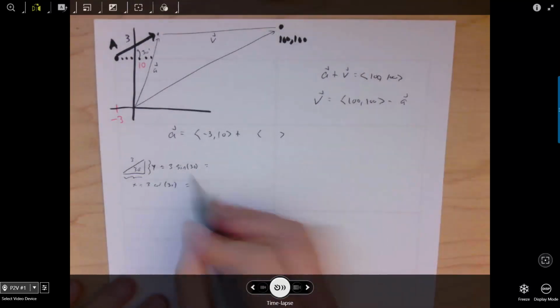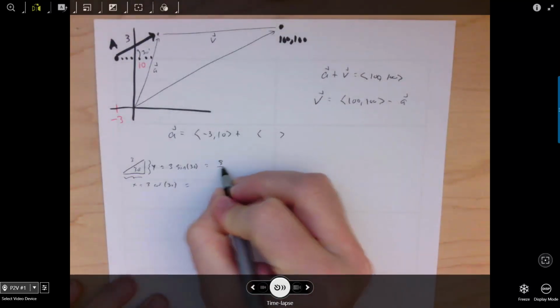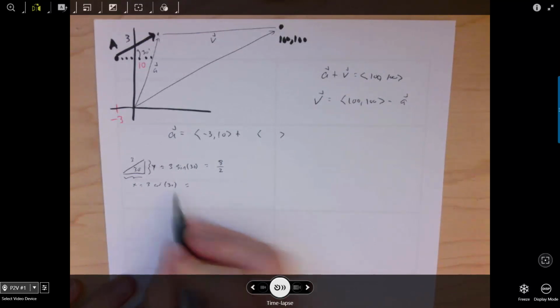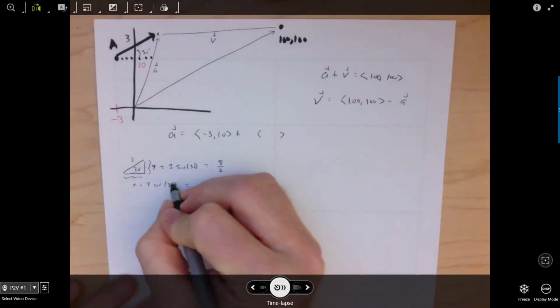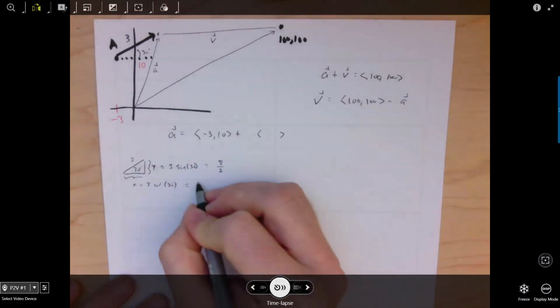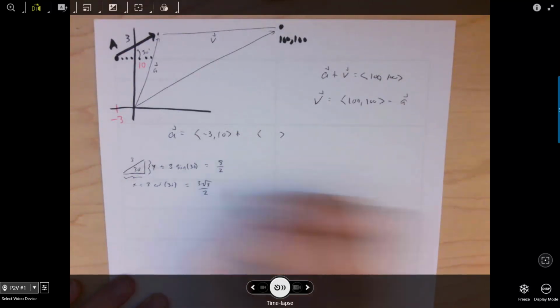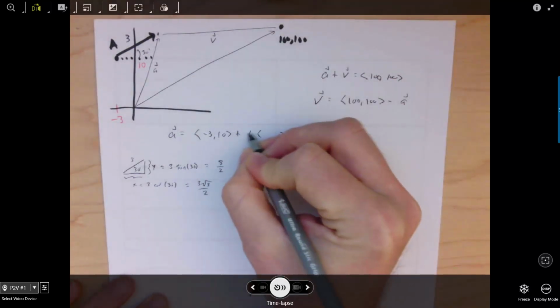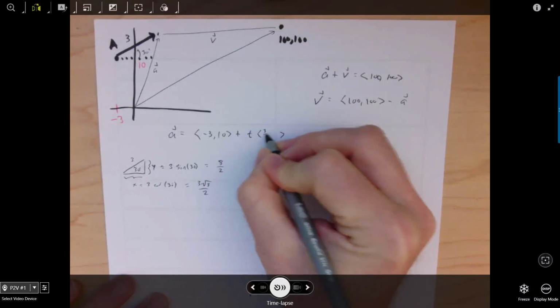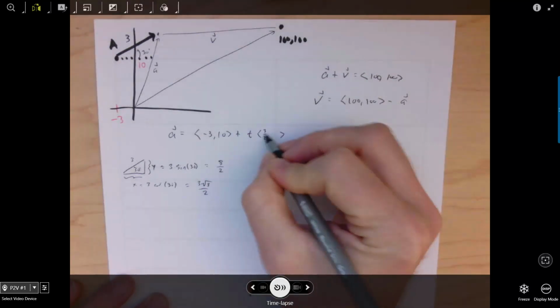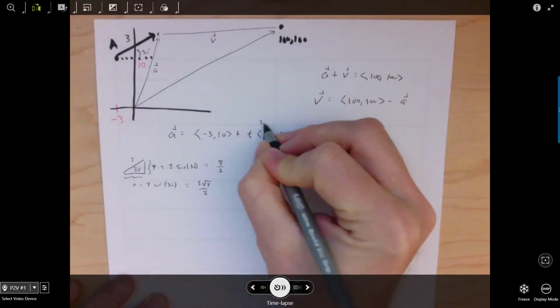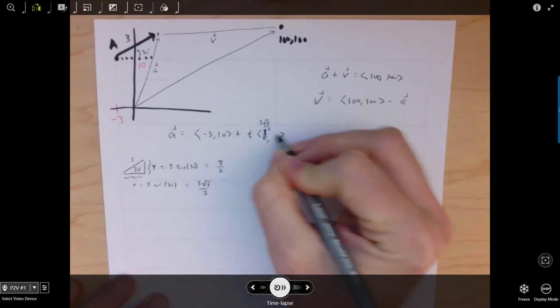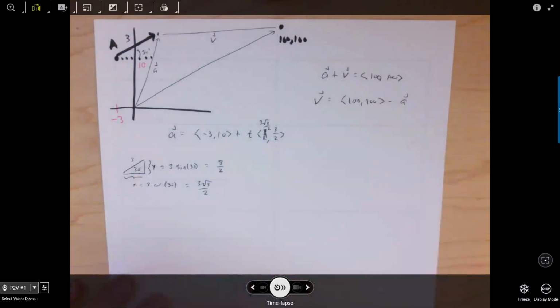So sine of 30 is 1/2, so that's 3 over 2. Cosine of 30 degrees is root 3 over 2, so that's 3 root 3 over 2. Great, so now I've got time scaling a vector that is, sorry, I'm writing this backwards. That's 3 root 3 over 2 and 3 halves.